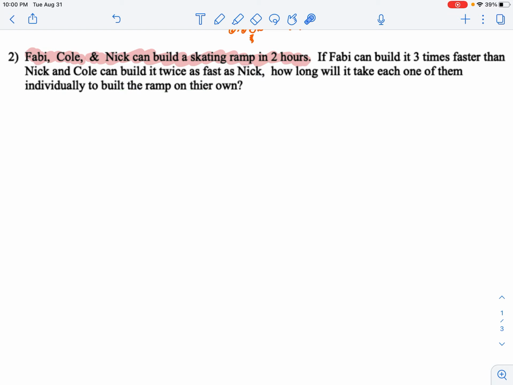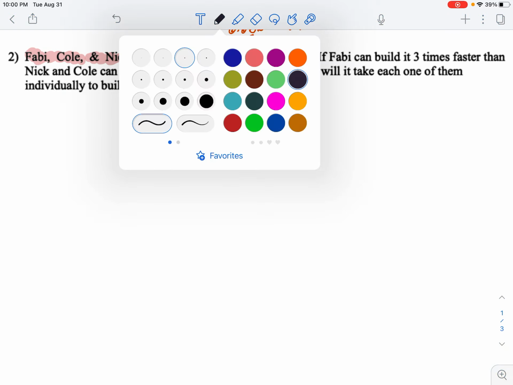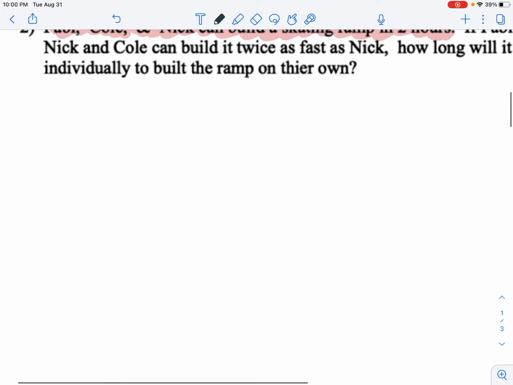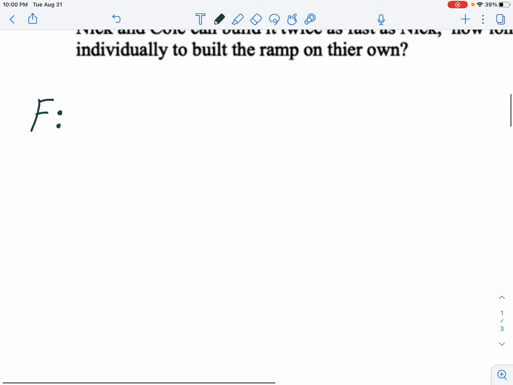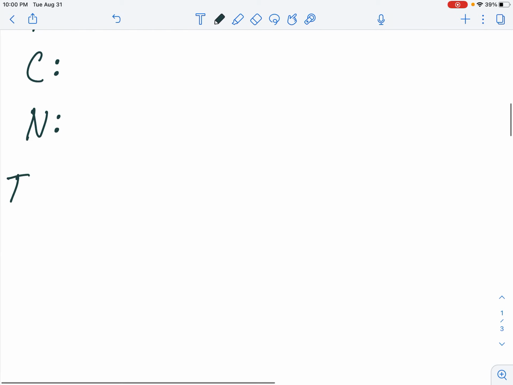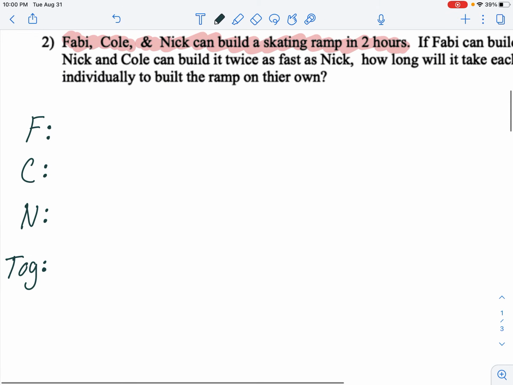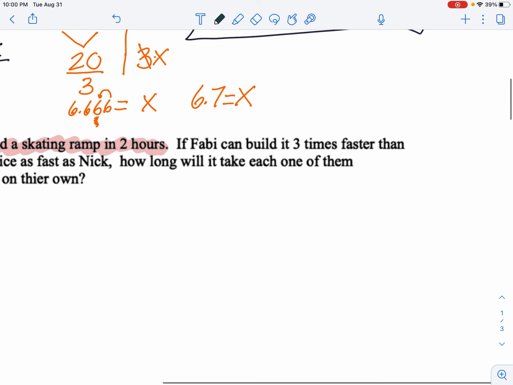Okay. So let's see what we have here so far. Let us identify our players. We have Fabi, we have Cole, and we have Nick. And we have them working together as well. Now, together, they did the work in 2 hours, right? You know that.